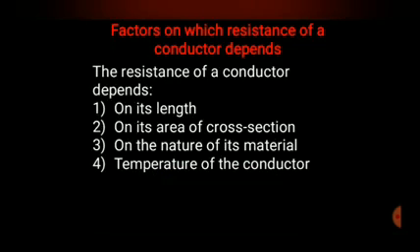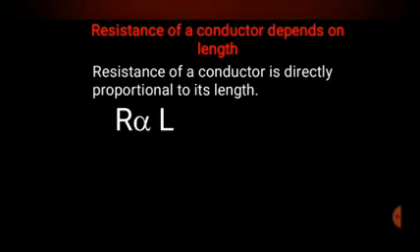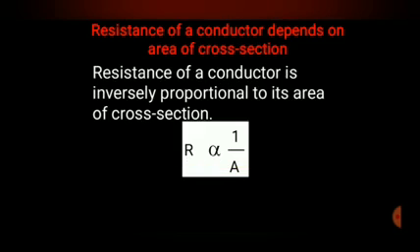So what are the factors on which the resistance of a conductor depends? The resistance of the conductor depends on its length, on its area of cross section, on the nature of its material, and the temperature of the conductor. It's very important for your examination, children. Resistance of the conductor depends on the length. So the resistance of the conductor is directly proportional to its length. R is directly proportional to L.